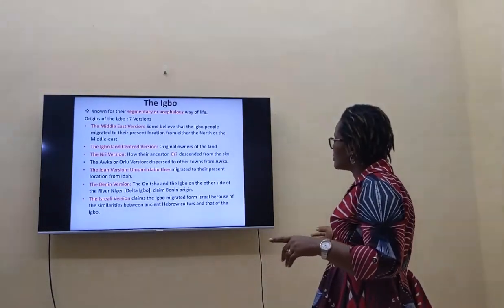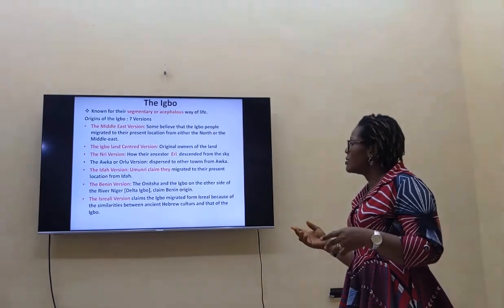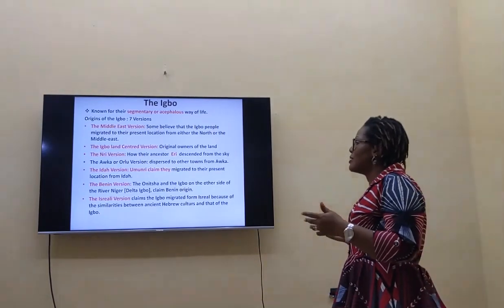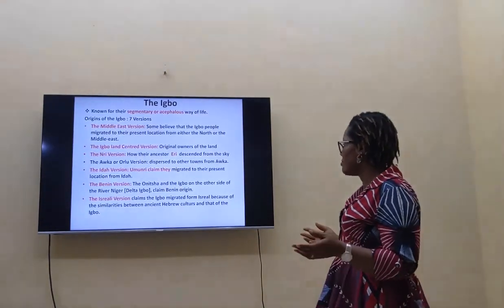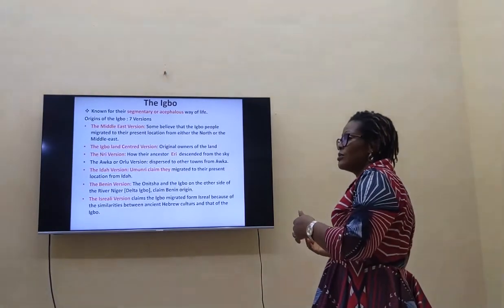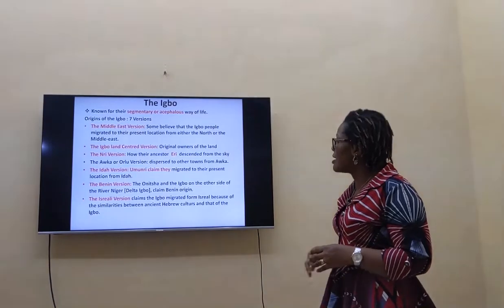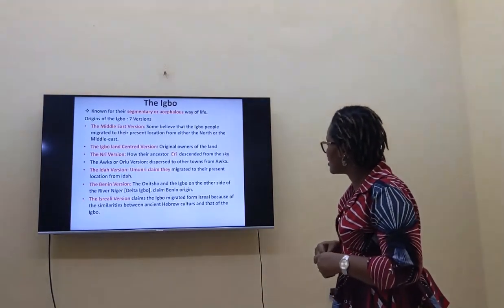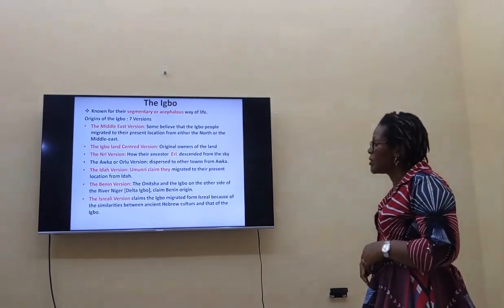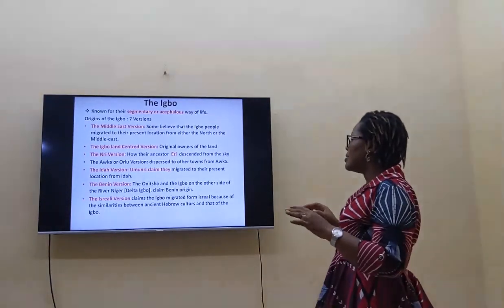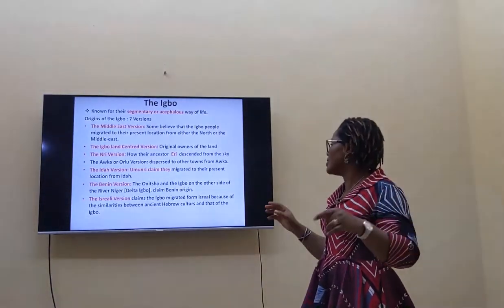We have the Benin version. This one is mostly found around Onitsha people who claim that they migrated to the eastern side of the River Niger from Benin land. Then you have the Israeli version. This version claims that the Igbo migrated from Israel because of the similarities in the culture of the ancient Israelites and that of the Igbo people.